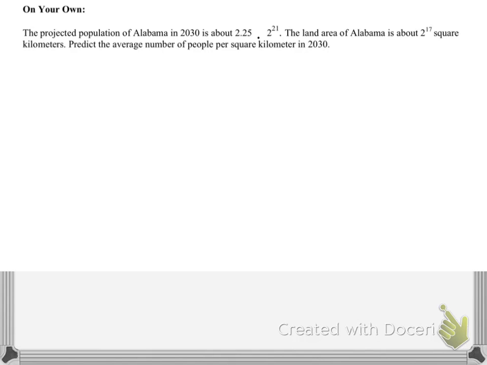You know what? I am realizing that there was not a mistake in the beginning, but since I can't rewind and edit, this actually is the projected population. So you can keep that setup in mind. Meaning the population divided by the land area again. So what that means is you have 2.25 times 2 to the 21st power, and then the land area is 2 to the 17th power.